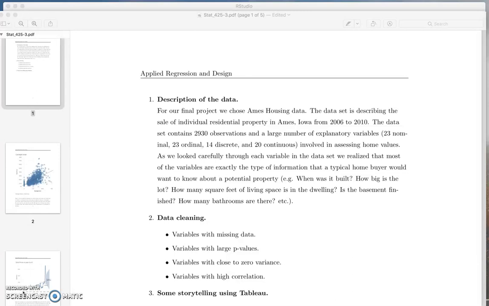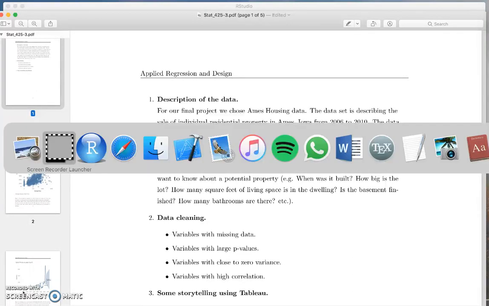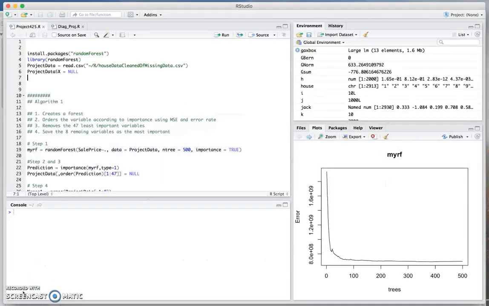So after we cleaned the data, we tried to find the significant variables among them. The next part was to find the most important variables for predicting the sales price. In order to determine this, we used 3 different algorithms. All of them were based on the random forest algorithm.